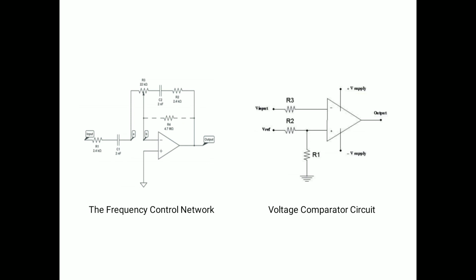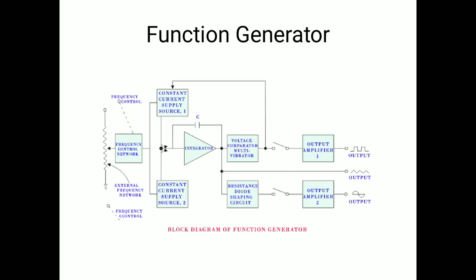If the amplitude of the square wave produced at the output of the voltage comparator multivibrator is not sufficient, then it can be amplified to the required value by using the square wave amplifier, that is the output amplifier. So we get a square wave. After that, a sine wave. Sine wave shaping circuit. This resistance diode shaping circuit will produce a sine wave output from a triangular input wave.